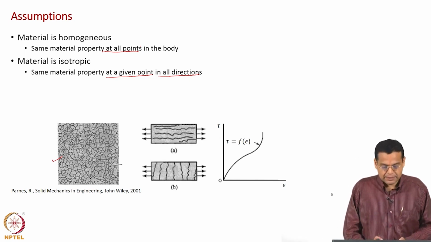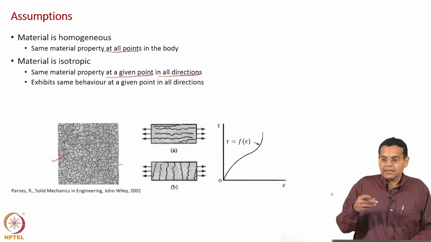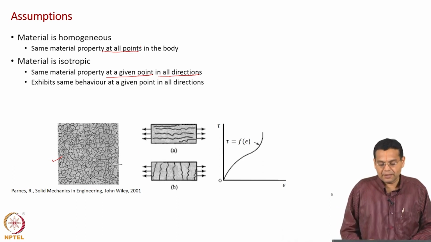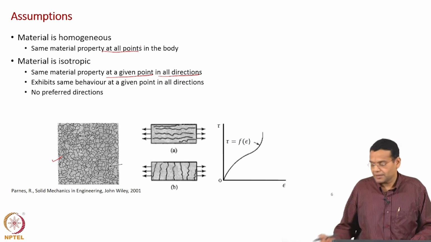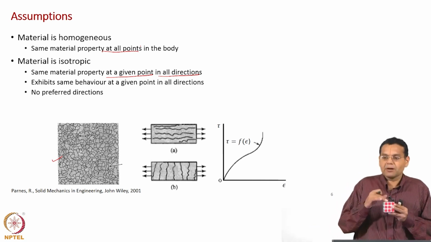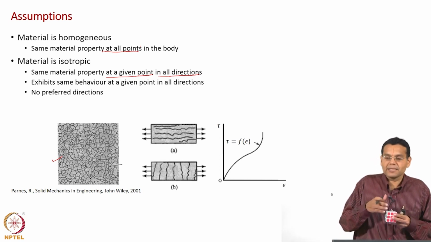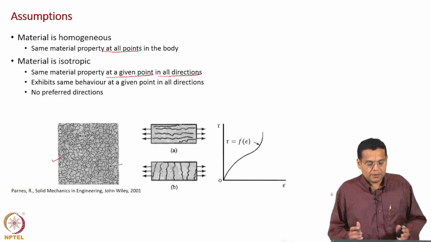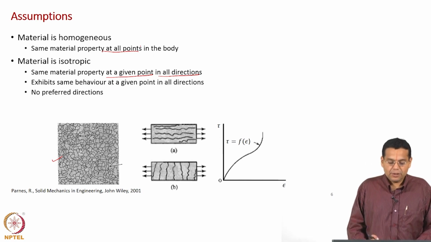Okay. And which means that it exhibits the same behavior at a given point in all directions. Why do we say this? The property determines the behavior. So, when the property is the same in all directions, it exhibits the same behavior at a given point in all directions. Okay. And the other way of putting this is no preferred direction. When I say that at a point the property is the same in all directions, there is no question of talking about direction at all. When do you have a preferred direction? When the property is different along different directions, then there is a question of talking about a preferred direction, but because the property is independent of direction, there is no preferred direction.